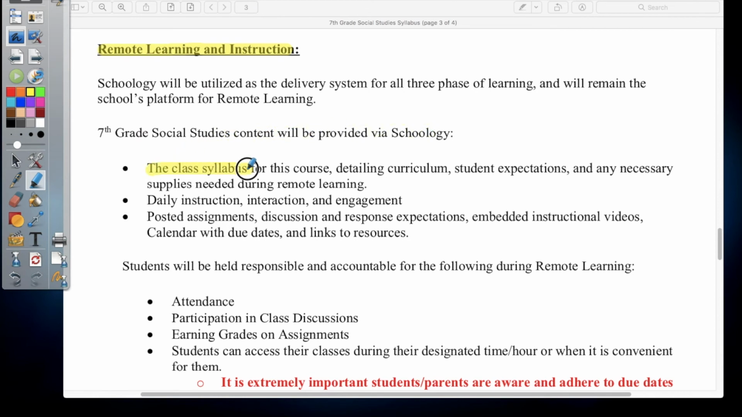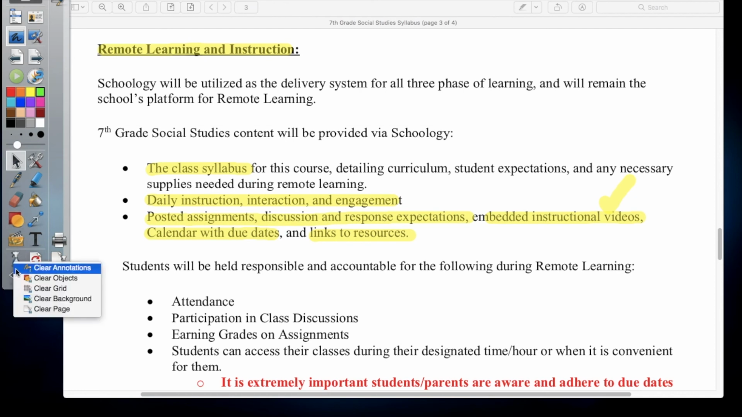You'll find your class syllabus, like we're doing right now, detailing your curriculum, expectations, and necessary supplies for remote learning. Daily instruction, interaction, and engagement, posted assignments, discussions, and response expectations, embedded instructional videos, like this one you guys are looking at now, a calendar with due dates, and links to other sources. So like I said before, this will be the main way we'll be communicating with you guys, mostly with Schoology for this remote learning period, okay? So keep that in mind as you guys are working on that.